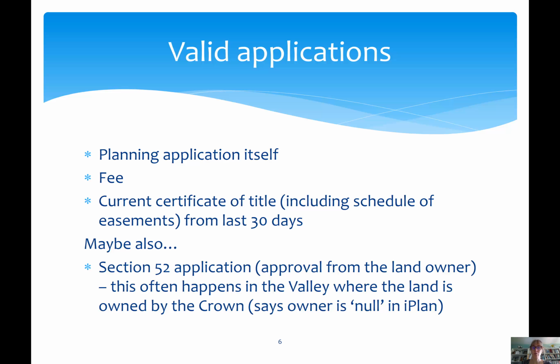And it might also require a Section 52 application, which essentially means approval from the landowner. So Indra is saying this often happens in the Huon Valley because there's lots of land owned by the Crown, and you can tell that it's owned by the Crown, or there's an indication that it's owned by the Crown. When you go into iPlan, it doesn't list the owner, it says null. So that's a fair indication that that approval needs to be sought.